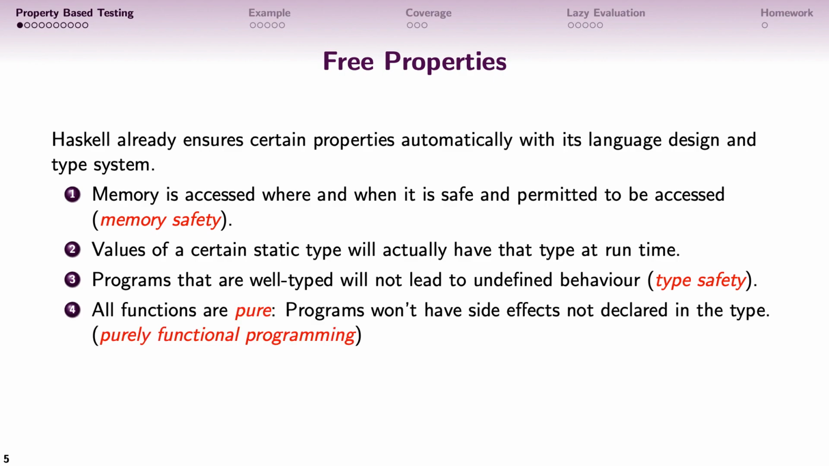The one property that Haskell guarantees that most programming languages do not is that programs will not have side effects that are not declared in their type. So all functions that you write in Haskell are pure. That means if you say a function is a function from an integer to an integer, then if you give it an integer, then the only thing that function can do is return an integer, right?